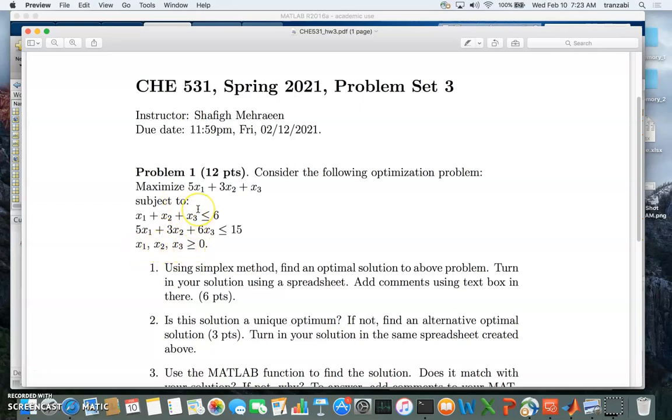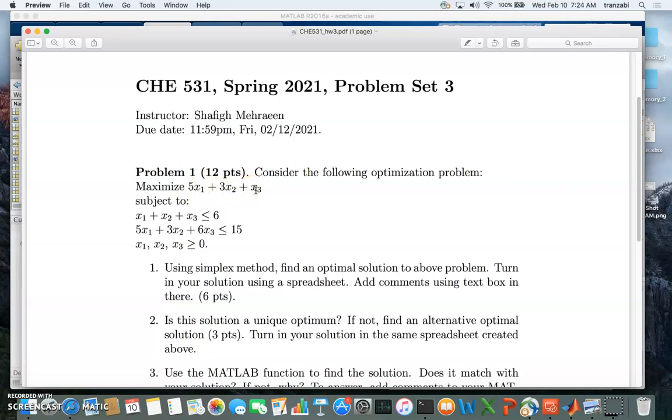If you want to do this in MATLAB, you have to note that in MATLAB everything is about minimization, and if you have a maximization problem, you have to convert that into a minimization problem. And as we discussed in class, to do so, we've got to multiply the objective function by a negative sign and convert it to a minimization problem. Like if I multiply this by a negative sign, then minus 5x1 minus 3x2 minus x3 needs to be minimized.